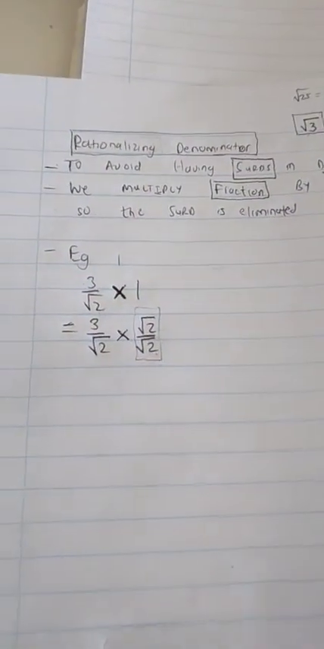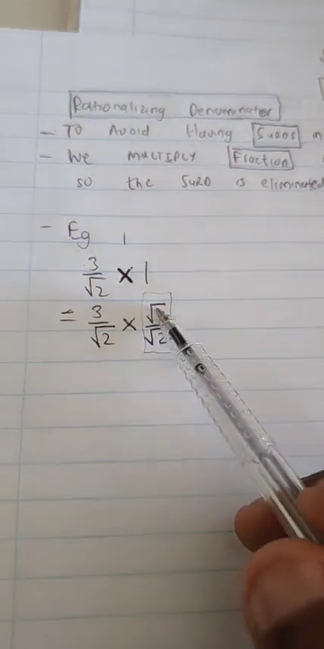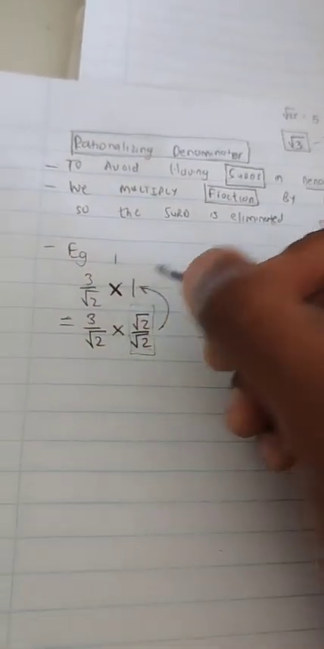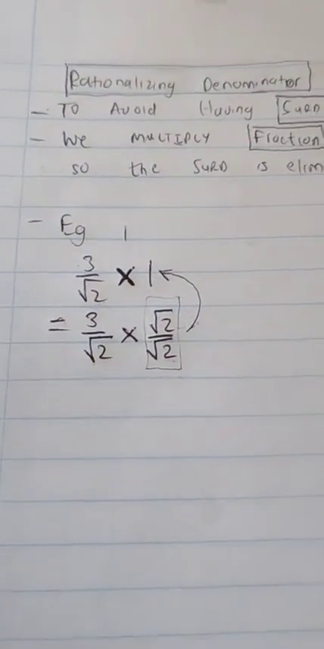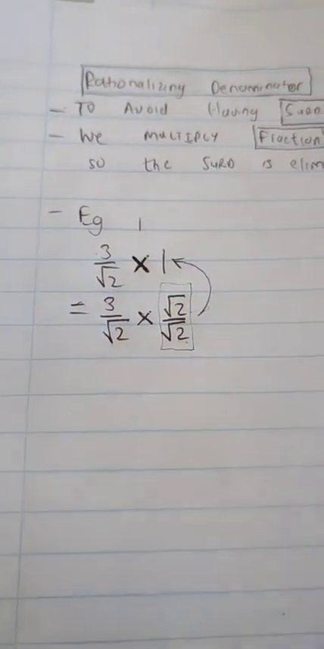Guys, this is what we call our special or unique form of 1. Root 2 over root 2. Doesn't that give you 1? Isn't root 2 over root 2 actually equal to 1? Isn't a number divided by itself giving us 1? Hopefully we all agree that it does.